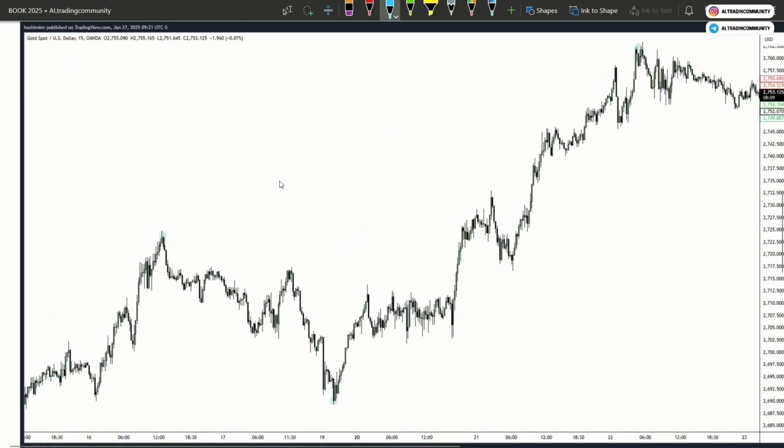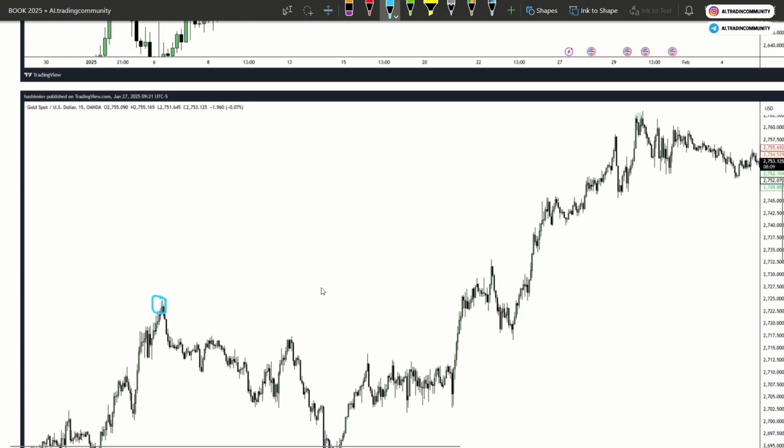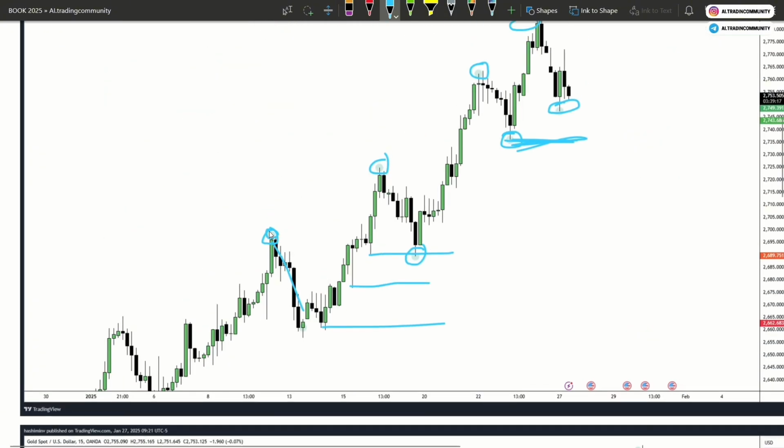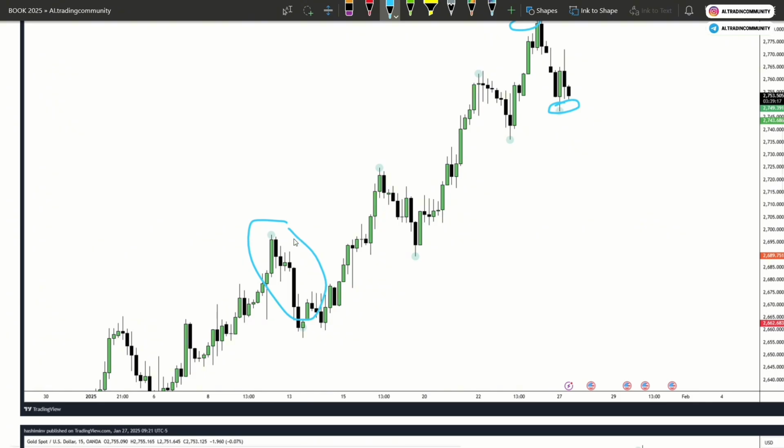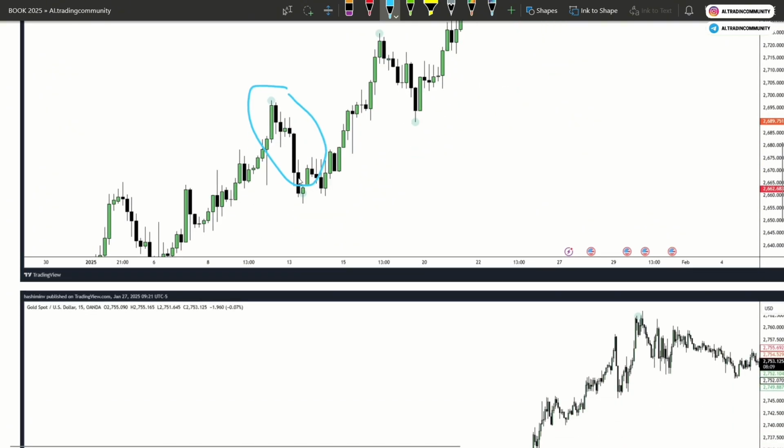So this is the 15-minute chart. This is the high which we marked here. This is the low. This is the first leg, right? From this particular point to this particular low, this is just the first leg. So this is the pullback or retracement.